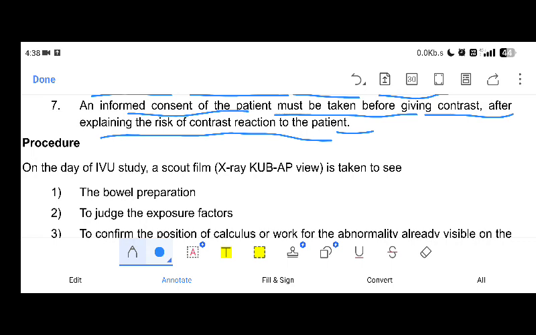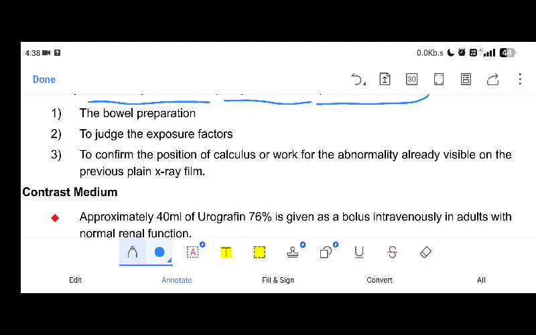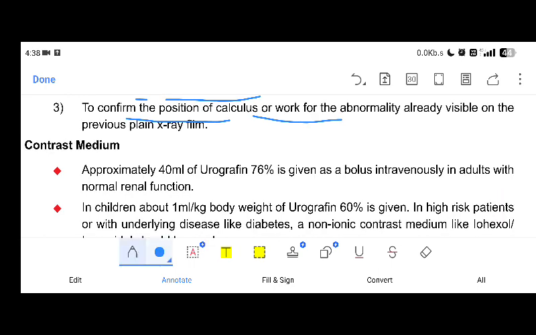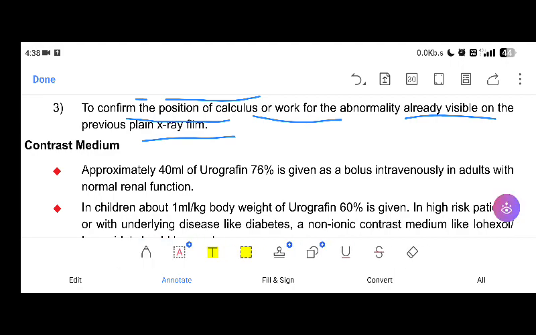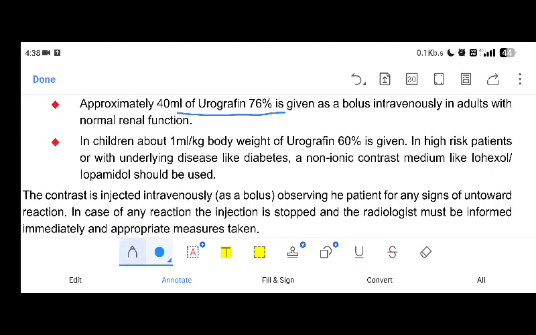Procedure: on the day of the IVU study, a scout film, X-ray KUB AP, is taken to see the bowel preparation, to judge the exposure factor, and to confirm the position of a calculus or any abnormality already visible on the previous plain X-ray film. Contrast medium: approximately 40 ml of Urografin 76% is given as a bolus intravenously in adults with normal renal function.